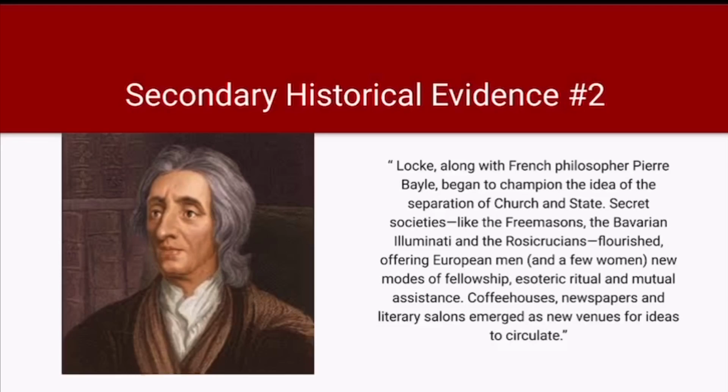Coffee houses, newspapers, and literary salons emerged as new venues for ideas to circulate. And this source gives readers an idea of how, after the American Revolution, Enlightenment ideas caused philosophers and other important people to create new ways in which ideas and knowledge can circulate within America.